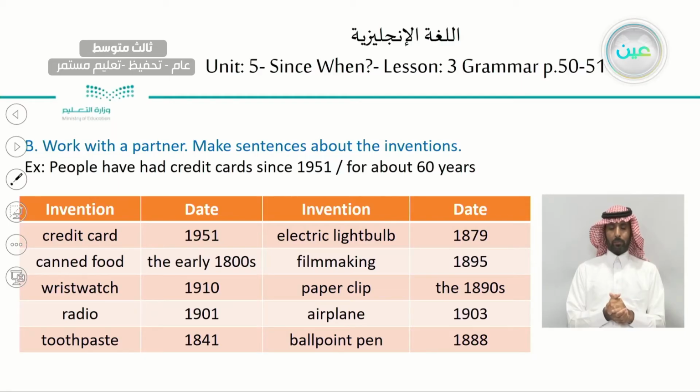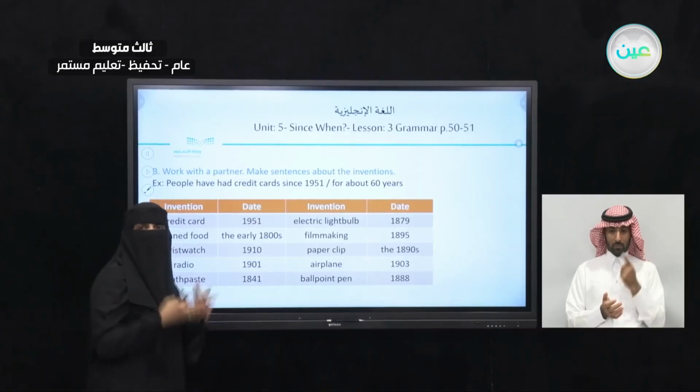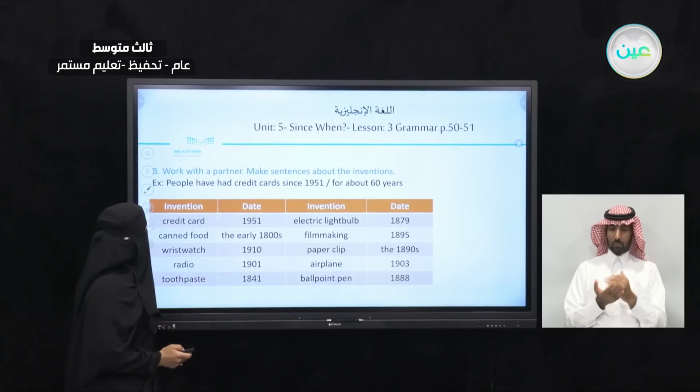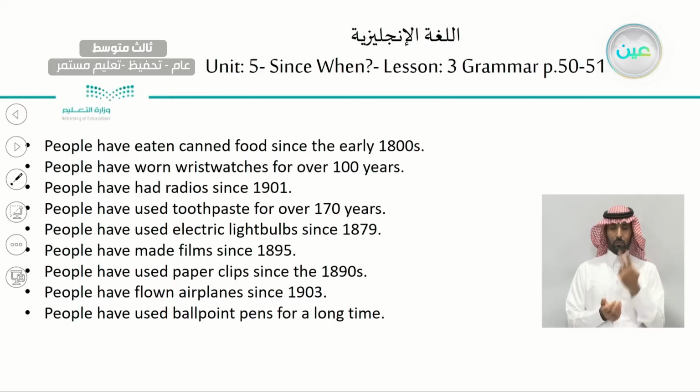Here we have an example. People have had credit cards since 1951. Or you can say, using for, about 60 years. Okay, you can use the specific time, using since, or you can use for, like the example provided, okay? Pause the video, think about it, try to write as many statements as you can, and share them with your class and with your friends. Here I provided some examples.